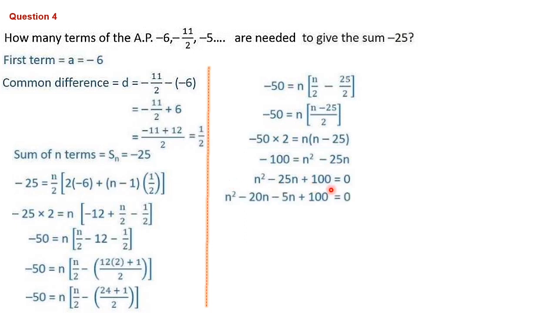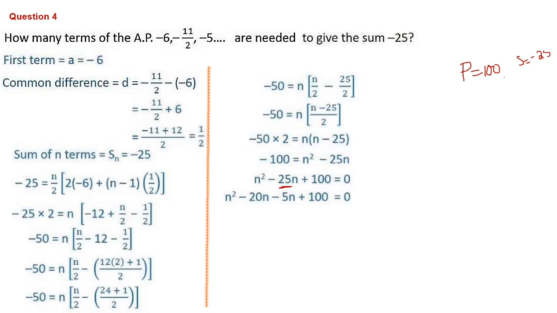So by splitting the middle term we can go. Here the product is 100. Splitting the middle term means we go for product equal to 100 and the sum equal to the middle term, that is minus 25. So the numbers are quite clear.